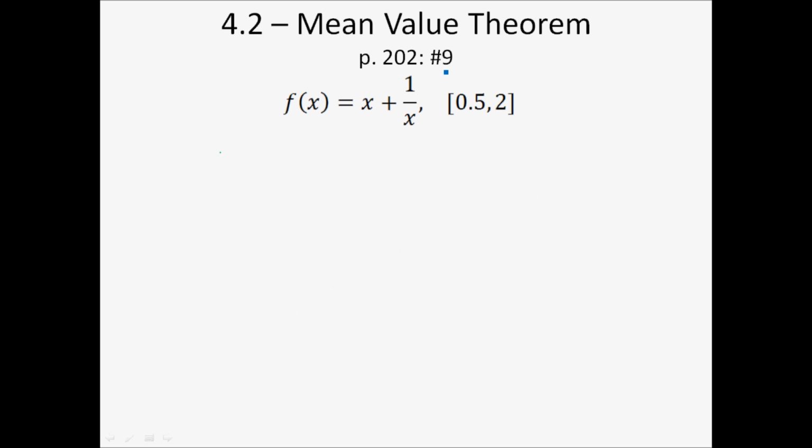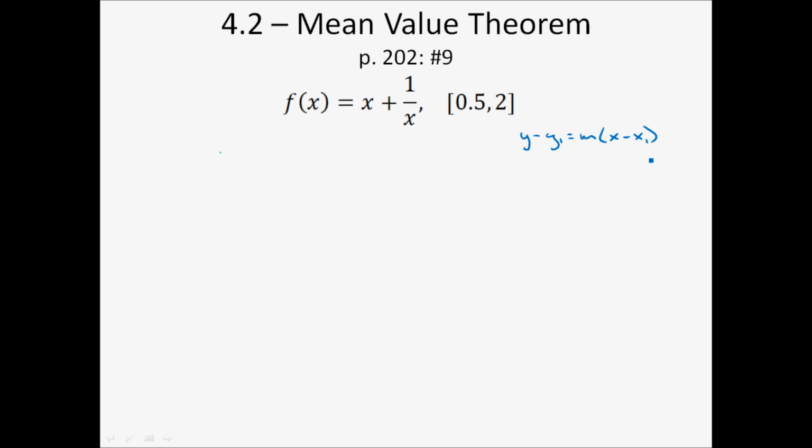Once again, problem number 9 from page 202. The first thing they ask us to do is find the equation of the secant line. Remember, when you're asked to find the equation of a line, you want to use the point slope formula. It's going to turn out we're not actually going to use it, but I want to remind you that that's generally the technique. I'll explain why we're not going to use that in a second. We want to find the secant line, so we need the slope, and we need at least one point.